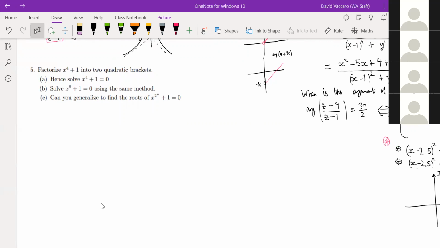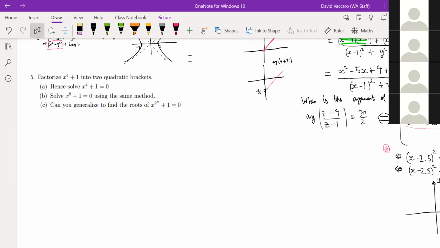What we're going to look at here is the role of complex numbers in solving polynomials. The family of polynomials that we're going to look at is the following family. We're going to look at the polynomials x to the 4 plus 1 equals 0, x to the 8 plus 1 equals 0, x to the 16 plus 1 equals 0, and so forth, in which the power of x is going to be 2 to the power n.